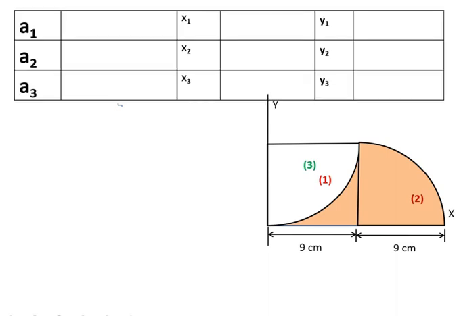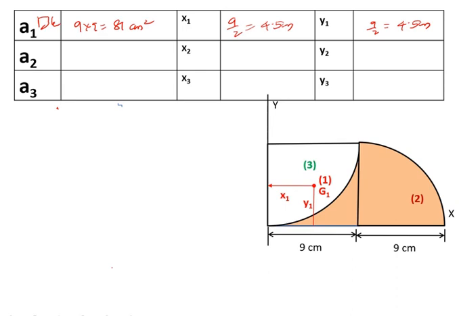We need to find the area of the first figure. We have considered this as a rectangle. This is a rectangle having 9 cm by 9 cm. So the area is 9 into 9, that is 81 cm square. Now the x1 distance is at 9 by 2, that is 4.5 cm, and y1 distance is also 9 by 2, that is 4.5 centimeters.